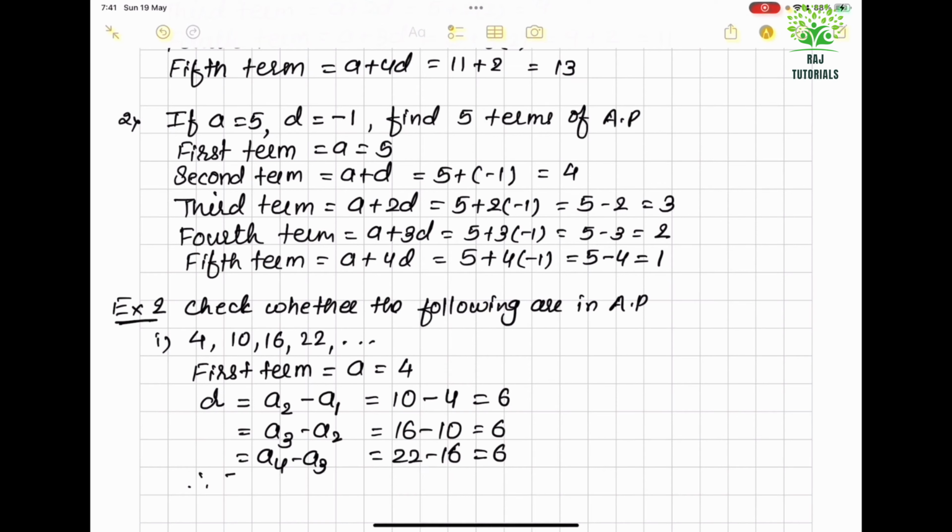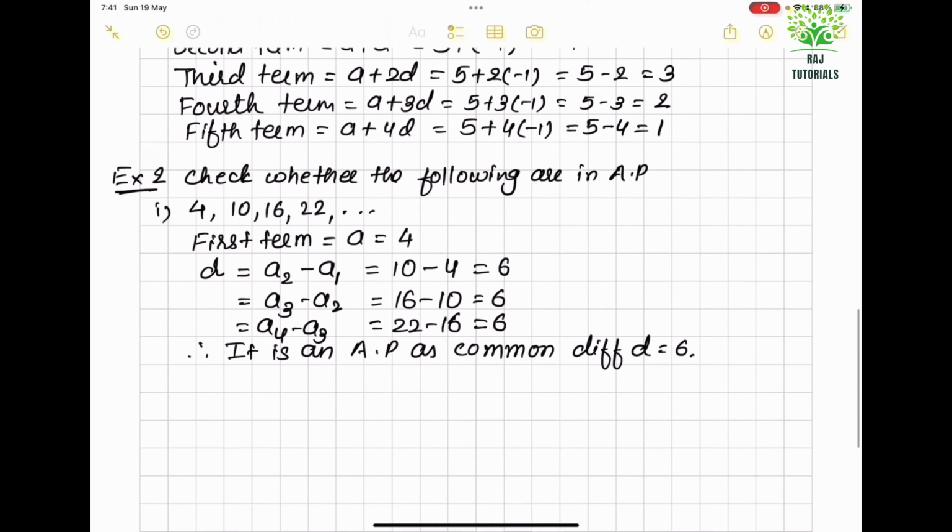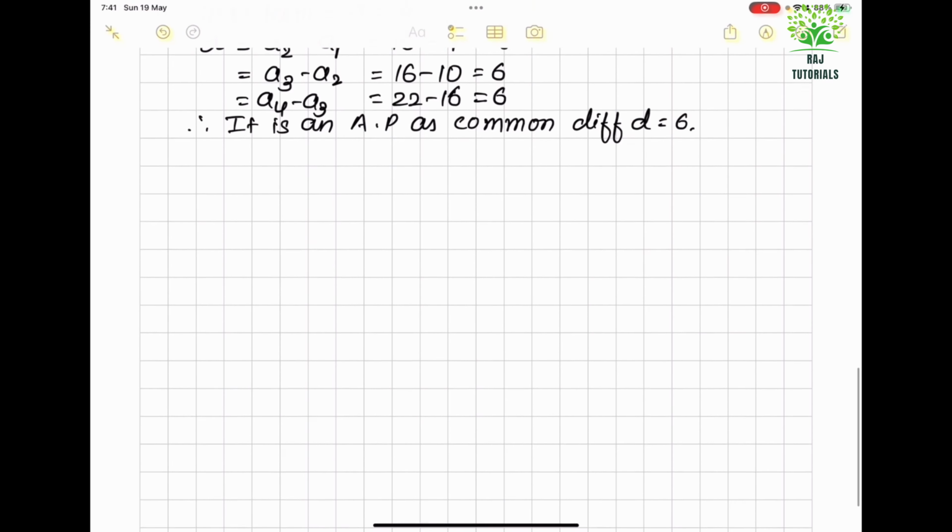So therefore it is an AP as the common difference D equals 6. As D is the same in all the terms, I can say it is an AP.